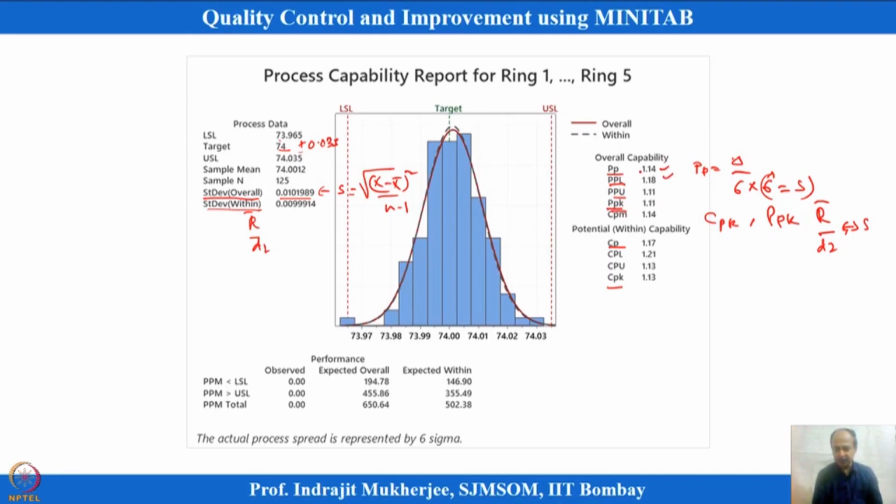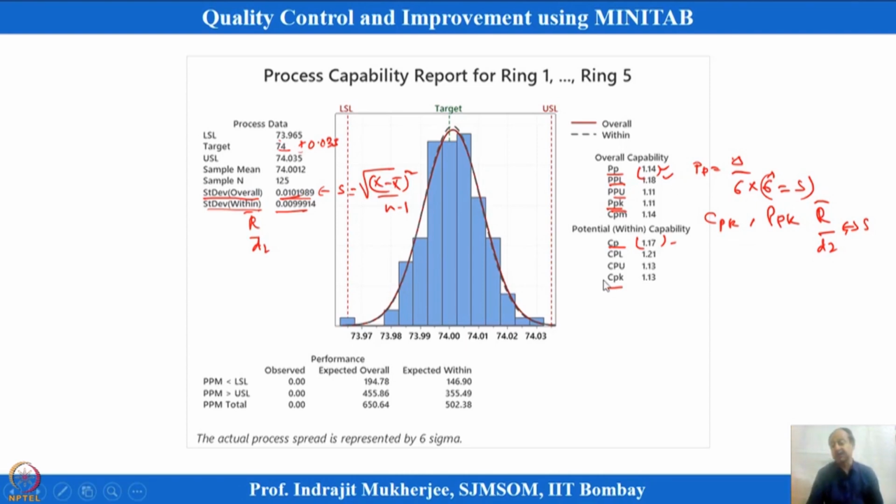The process performance index calculated is around 1.14, and the CP index was 1.17, which is somewhat higher than 1.14. The variation differs very little between these two values, because whenever the process is in control, the overall and within standard deviations do not differ much. So, the PP index and CP index will reflect very near values. Okay. So, this is another index that is reported.